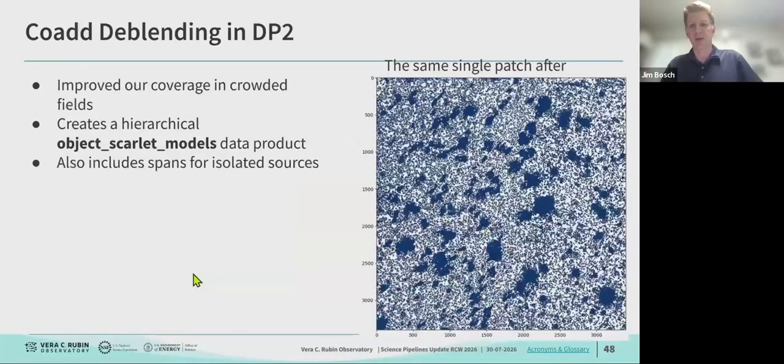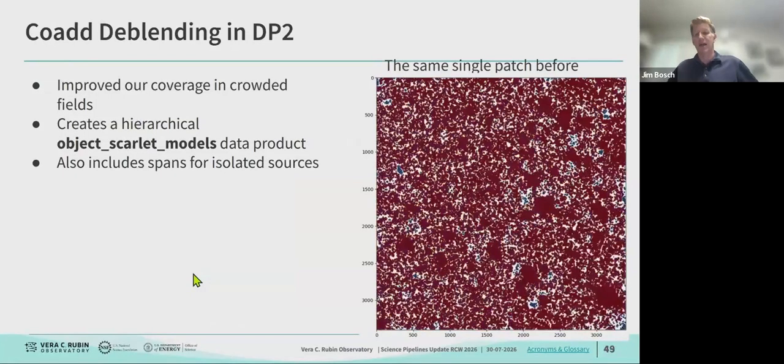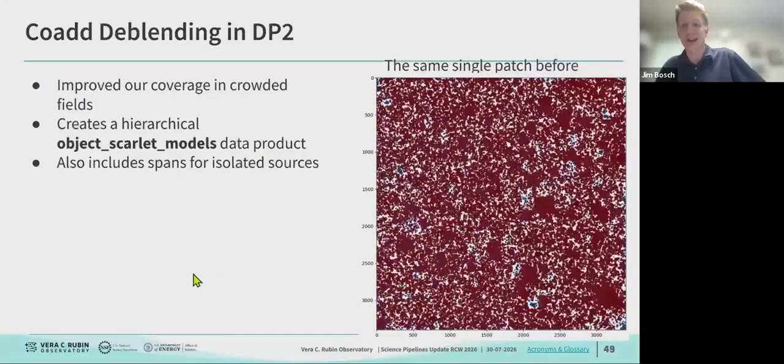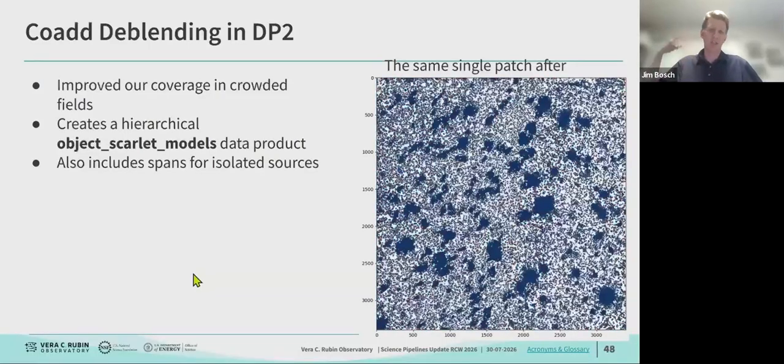So this is a DP2 patch. It's not the same 47 Tuc we saw before, I don't think it is, but if you go to the next slide, you can now blink back and forth between the before and after that algorithmic change. Before, everything was blended together, and here we still have some chunks that are big blends, but they're actually small enough that the deblender can go after them. And in this patch, everything was handled. This isn't true everywhere. Basically, we push the part of the sky that we can handle down closer to the plane, but not as far as we'd like in the end.